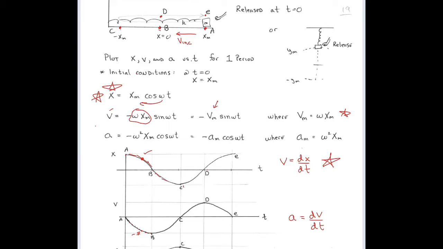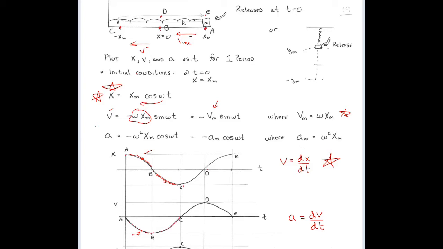All the way to C, the slopes of those tangent lines are still negative. So velocity is still negative, headed to the left. But what can you tell me about the slope as I go from B to C? The slope is becoming smaller in magnitude. So sure enough, the velocity is getting smaller.